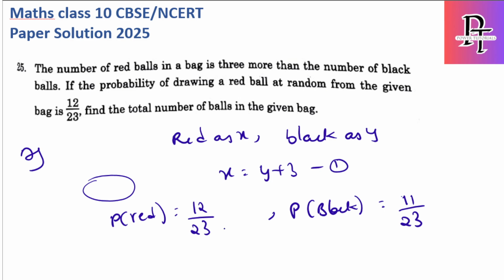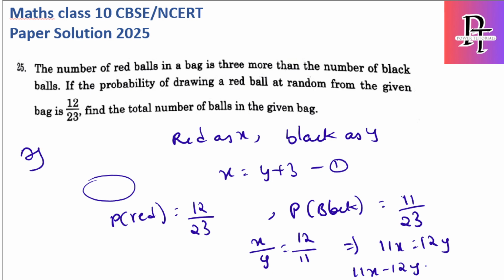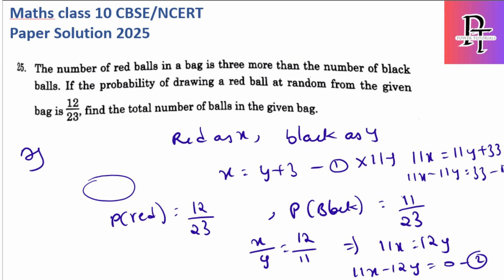So if I have a ratio now, I can say X by Y will be equal to 12 by 11. Now I can say 11X is equal to 12Y. I will write another relation, which is 11x minus 12y is equal to 0, that is 2. Let's multiply 1 by 11 to make it easy. So I will get 11x is equal to 11y plus 33, or 11x minus 11y is equal to 33, that is 1 modified. Now let's solve these two.